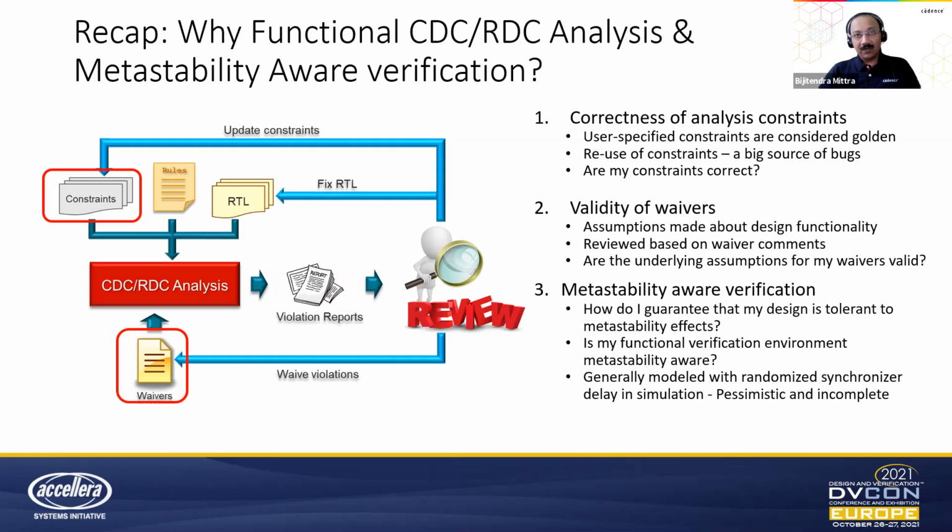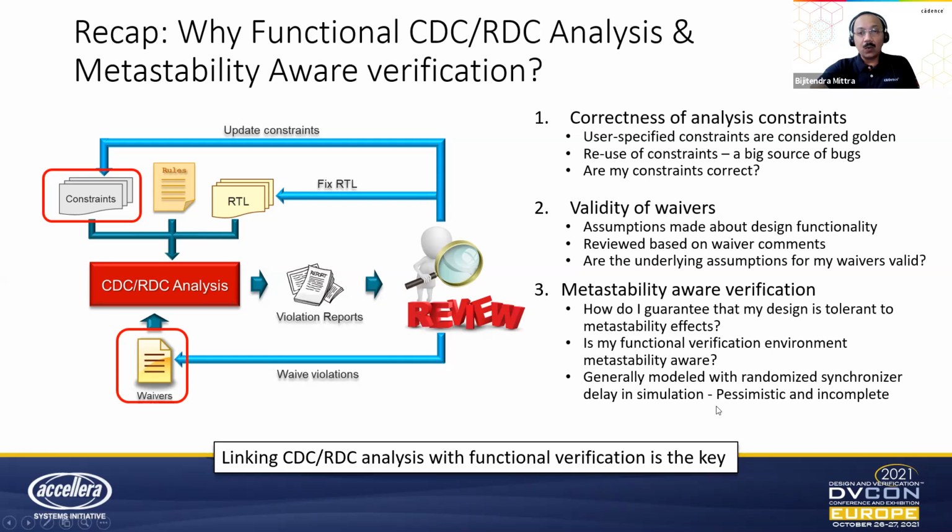So the sole purpose of doing CDC RDC analysis is to ensure that my design is tolerant to metastability effects. Now, to do that, my verification environment also needs to be metastability aware. So all these things, as you can see, validation of constraints, waivers, and even doing metastability aware verification, need a linkage between the CDC RDC sign-off flow and the functional verification sign-off flow. So that is the key to true CDC RDC sign-off.